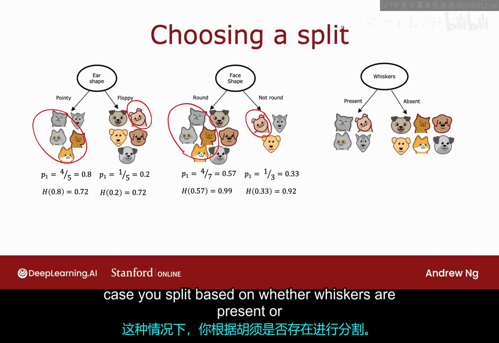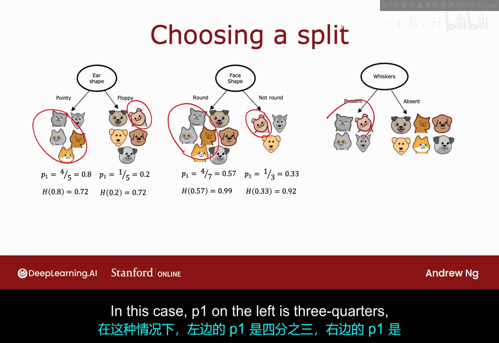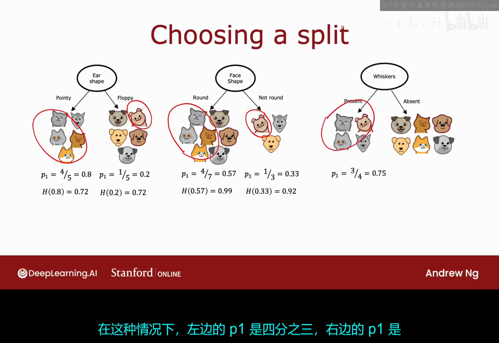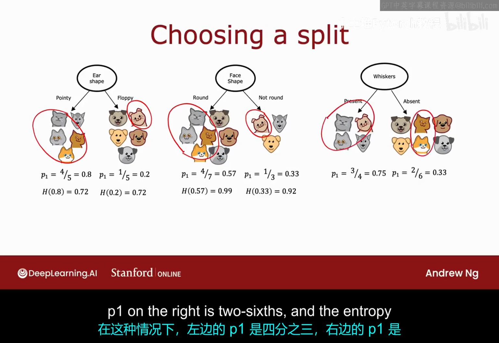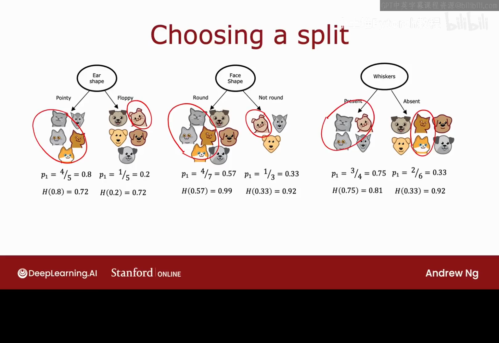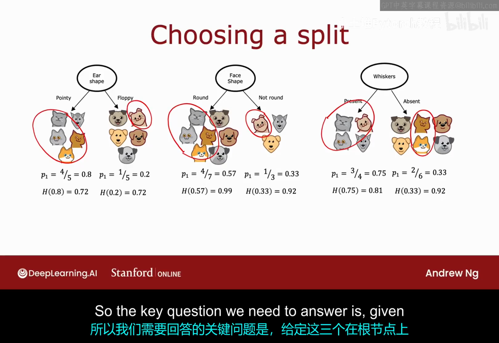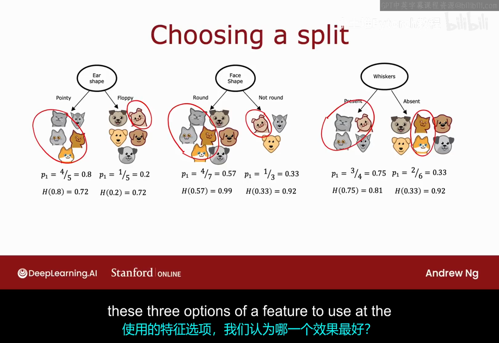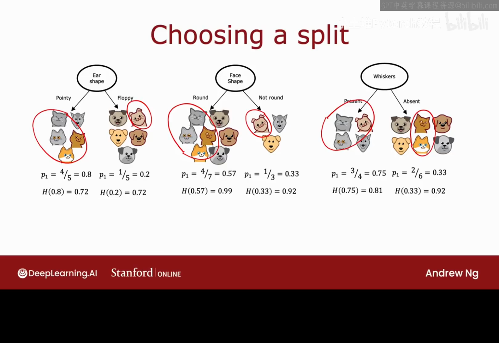Finally, the third possible choice of feature to use at the root node would be the whiskers feature, in which case you split based on whether whiskers are present or absent. In this case, P1 on the left is 3/4, P1 on the right is 2/6, and the entropy values are as follows. So the key question we need to answer is, given these 3 options of a feature to use at the root node, which one do we think works best?